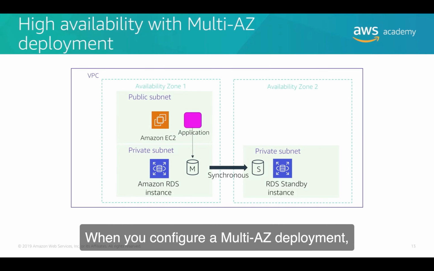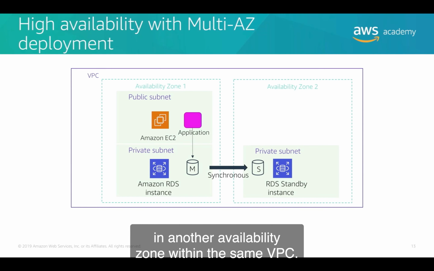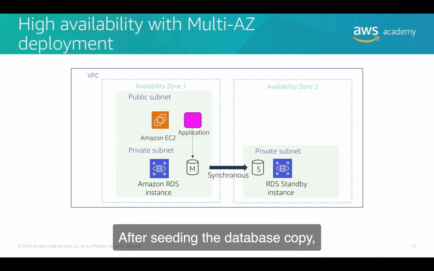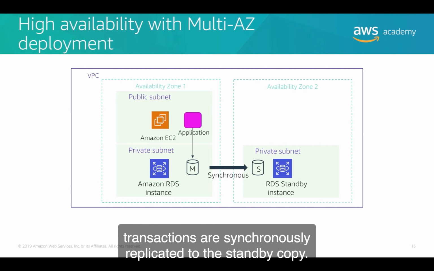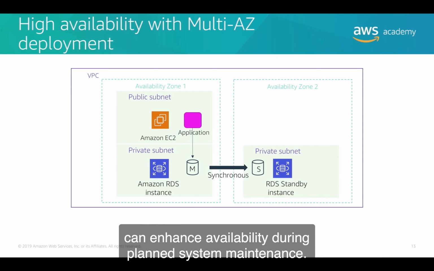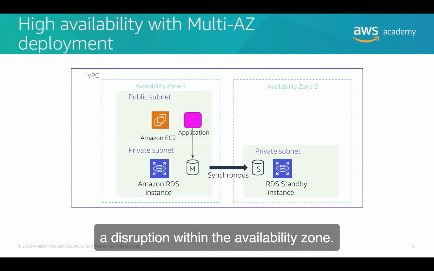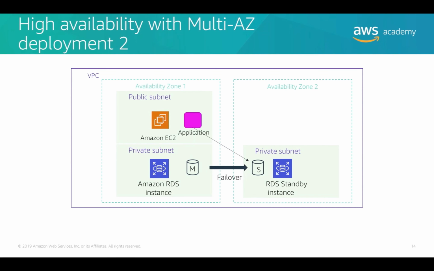When you configure a multi-AZ deployment, Amazon RDS automatically generates a standby copy of the database instance in another availability zone within the same VPC. After seeding the database copy, transactions are synchronously replicated to the standby copy. Running a database instance in a multi-AZ deployment can enhance availability during planned system maintenance, and it can help protect your database instance if there is ever a disruption within the availability zone.